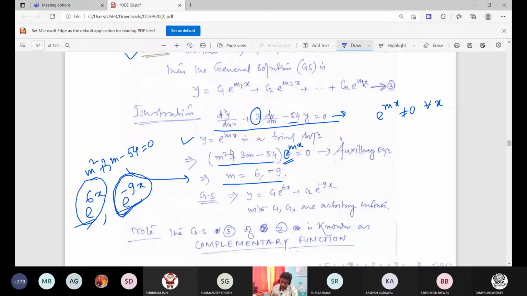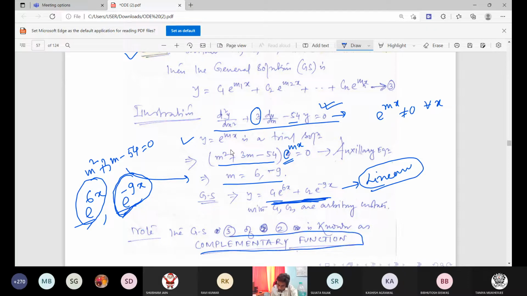So these are two solutions. Now, if you want to write the general solution, it will be a linear combination: C1 e to the power 6x plus C2 e to the power minus 9x. You can do this because the equation is linear in nature. Since the equation is linear, you can write the solution as a linear combination of the two solutions. This is called the solution of the homogeneous differential equation. Sometimes we call it the complementary function. I will definitely discuss this term subsequently when we consider the non-homogeneous equation, but this is what we know as the complementary function.